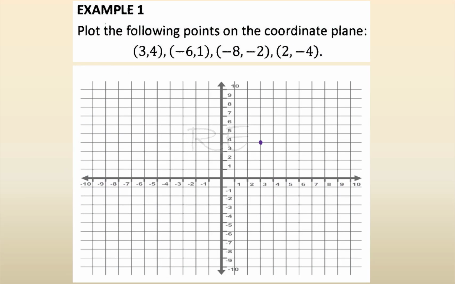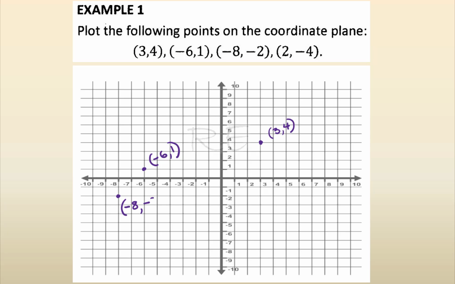(3, 4) means starting from 0, go 3 to the right, and then from 3 you go up 4. (-6, 1) means starting from 0 you go left 6 units, and from -6 you go up 1. (-8, -2) means starting from 0 you go left 8 units, to -8, and from -8 you go down 2 units.